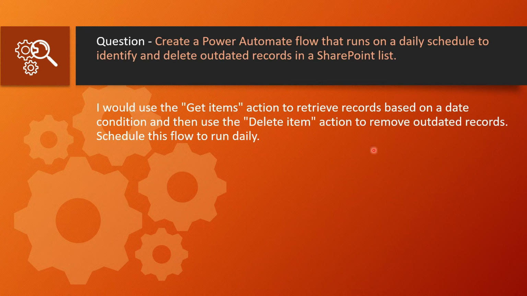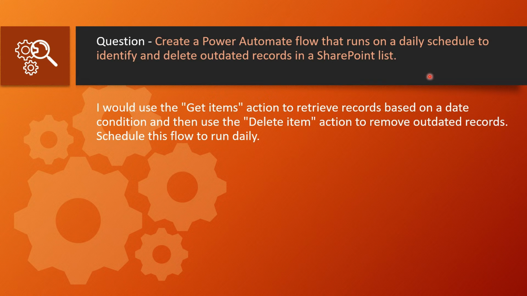Next: create a Power Automate flow that runs on a daily schedule to identify and delete outdated records in a SharePoint list. Here the requirement is that in a SharePoint list we have multiple records, and after a specific time period the old records get deleted from there.